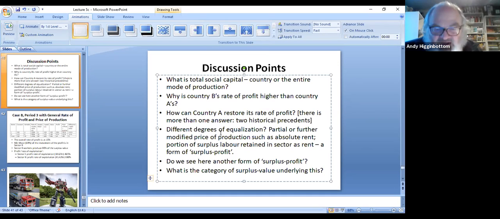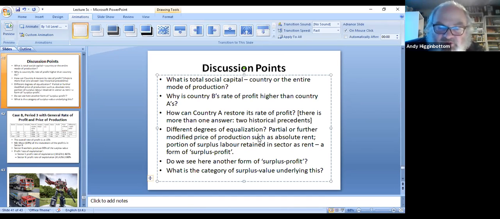The next question is, can you have different degrees of equalization? Does all of the surplus value produced in sector 2 need to go back into sector 1? Can you have monopolies that prevent that from happening? Well, the answer is yes, that you can.